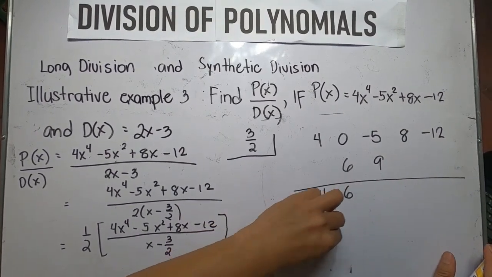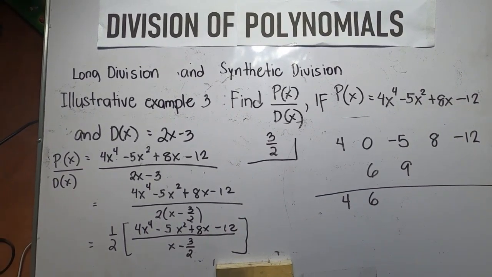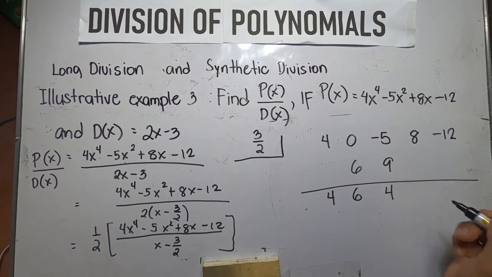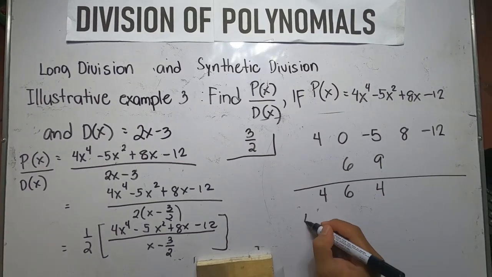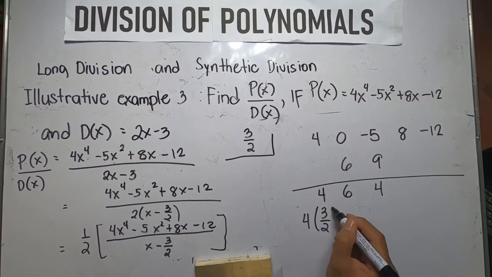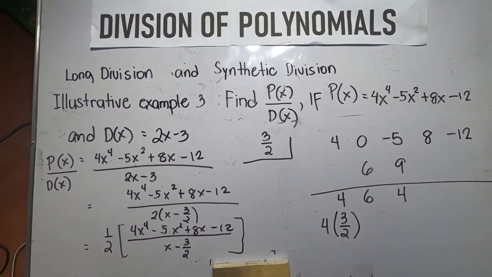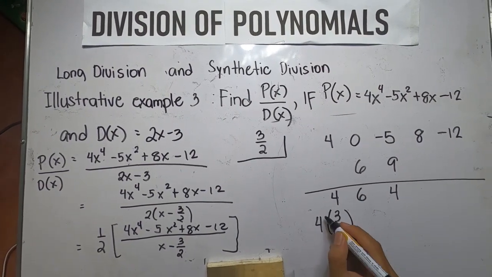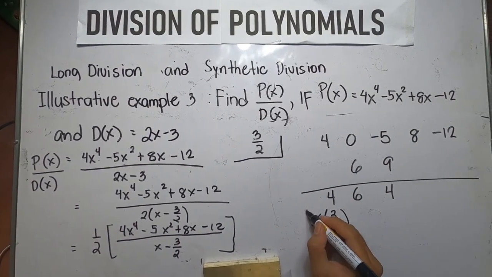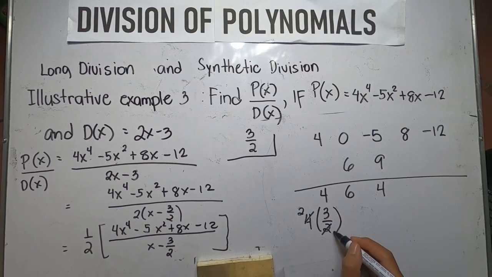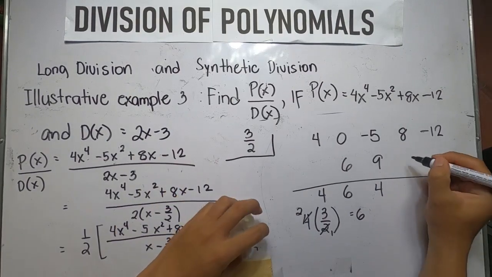Then find the sum of negative 5 and 9. Negative 5 plus 9 is equal to positive 4. Find the product of 4 and 3 halves. That is 4 times 3 halves. 4 times 3 is equal to 12 divided by 2 is 6. Or find the common factor of 4 and 2. The common factor of 4 and 2 is 2. So 4 divided by 2 is 2. 2 divided by 2 is 1. 2 times 3 is equal to 6. So 4 times 3 halves is 6.